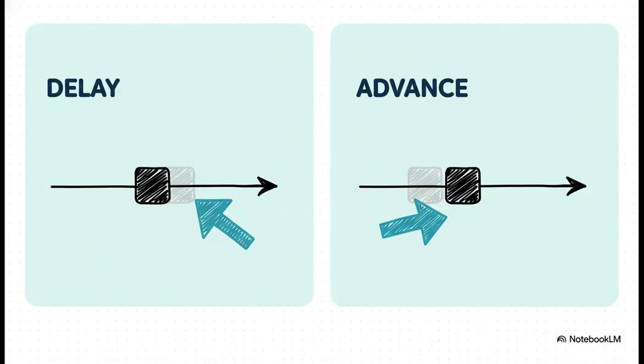The direction of the shift really just comes down to the sign of that t0 value. If t0 is positive, we call it a delay, and the whole signal moves to the right on the graph. It happens later. If t0 is negative, we call that an advance, and the signal moves to the left, meaning it happens earlier.